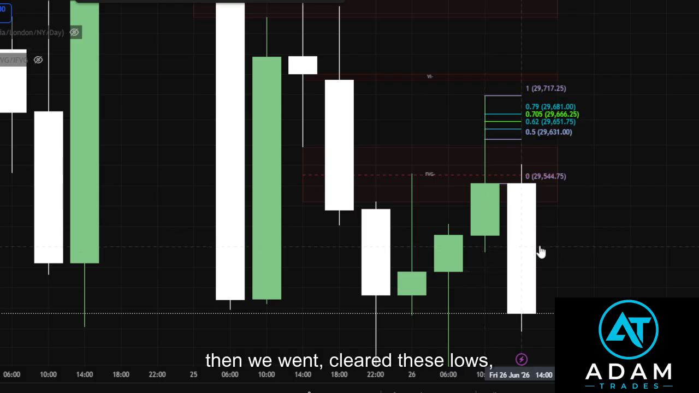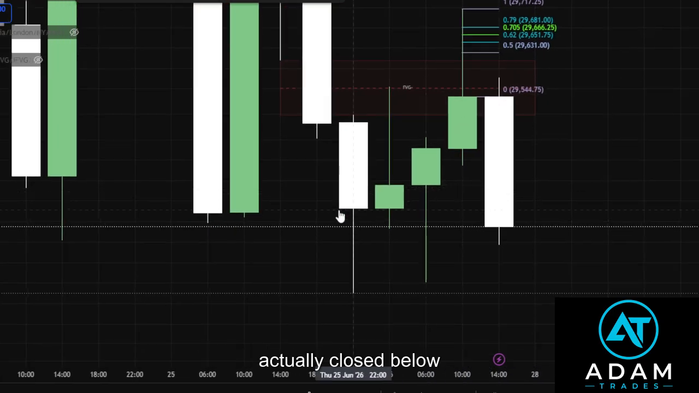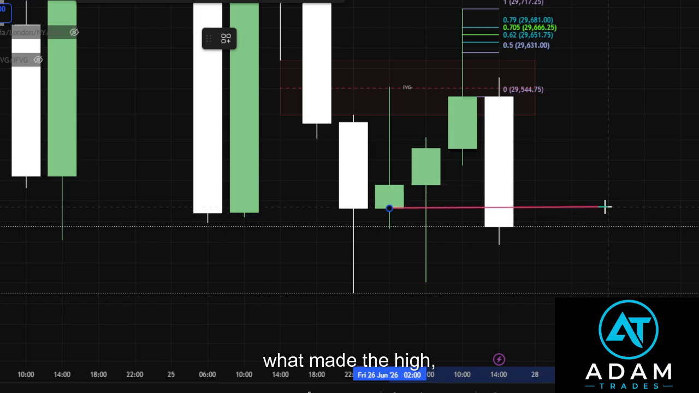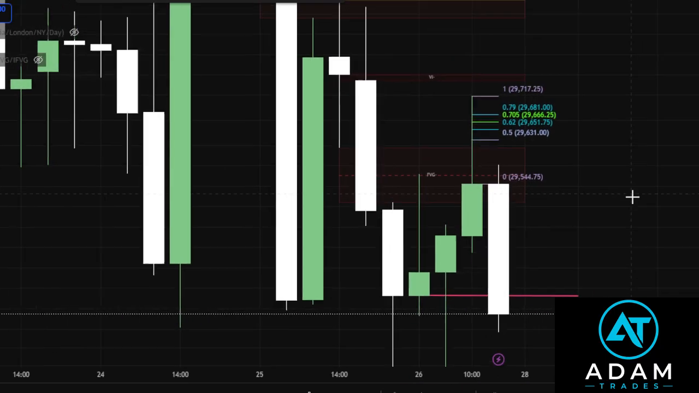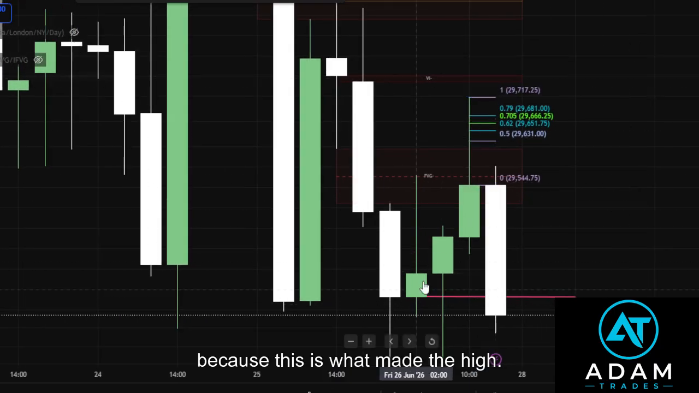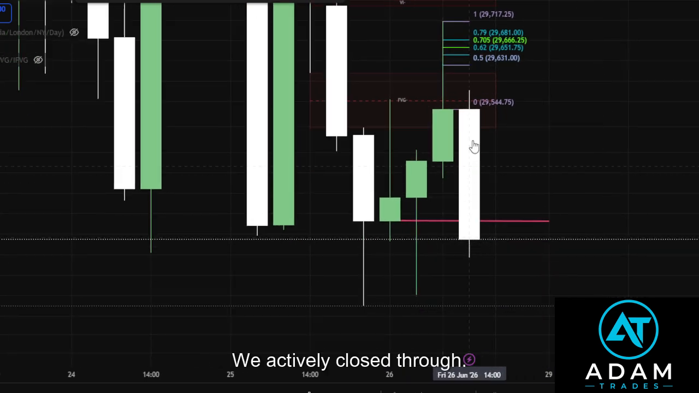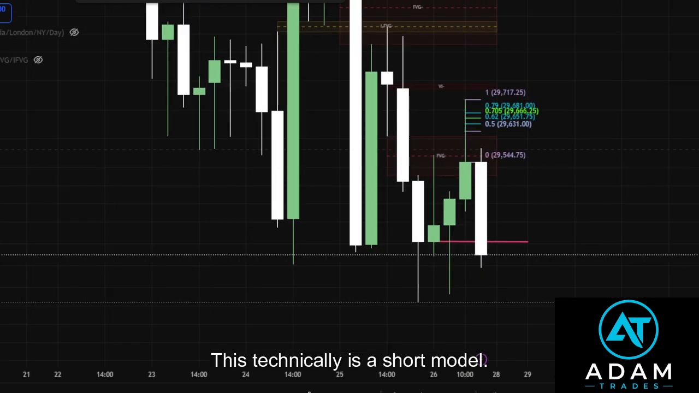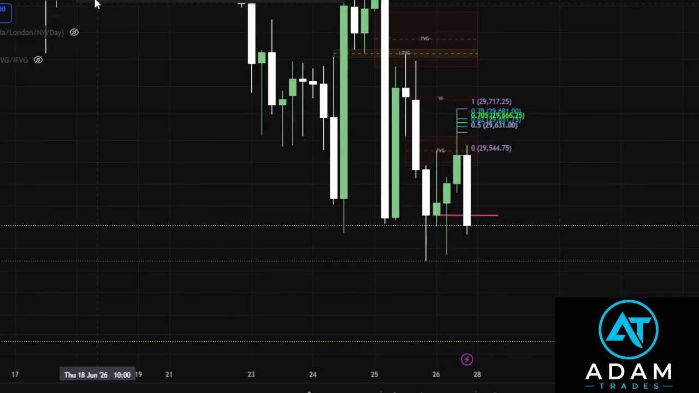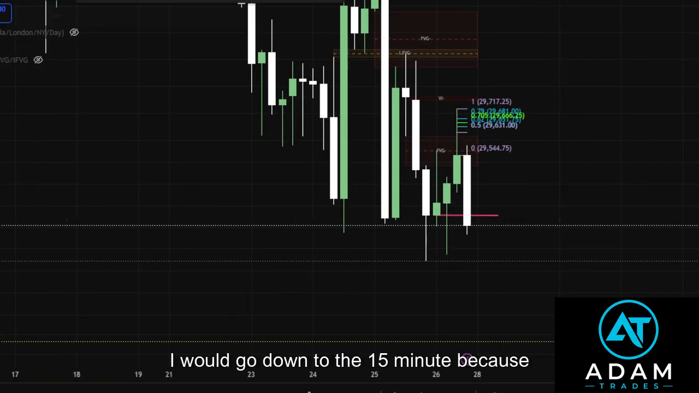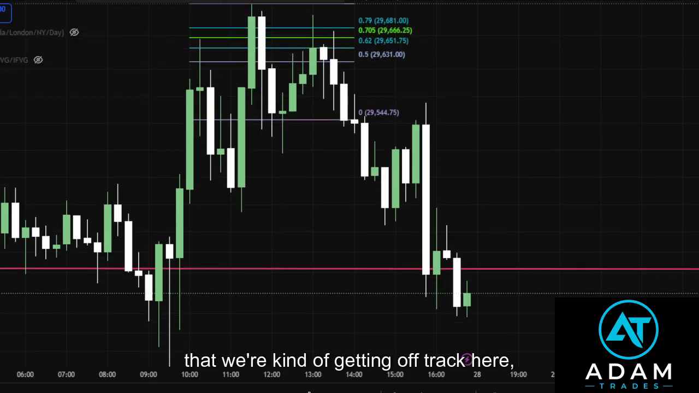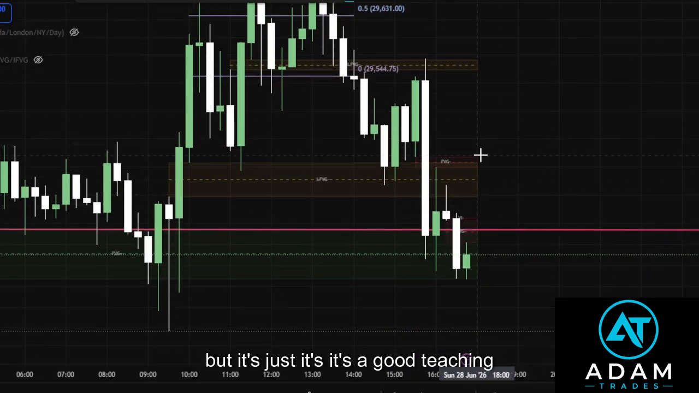And then we went, cleared these lows, actually closed below what made the high, because this is what made the high. So we just care about the close. We actively closed through. This technically is a short model. I would go down to the 15-minute because I'm on the 4-hour. We're kind of getting off track here, but it's a good teaching moment.